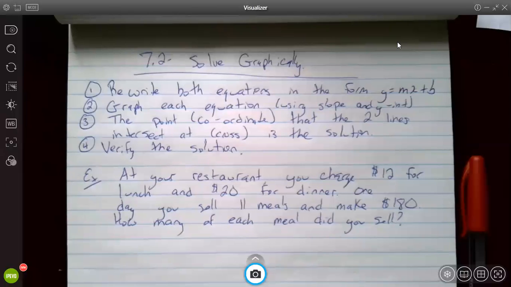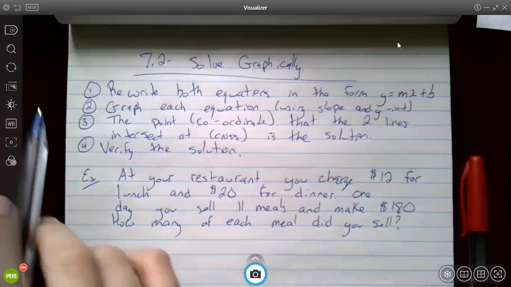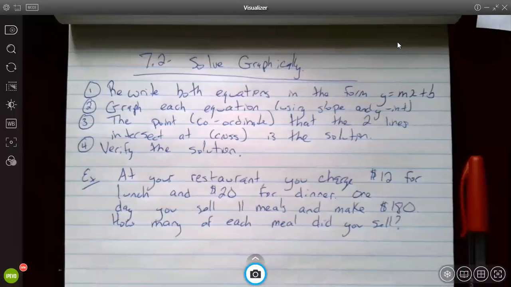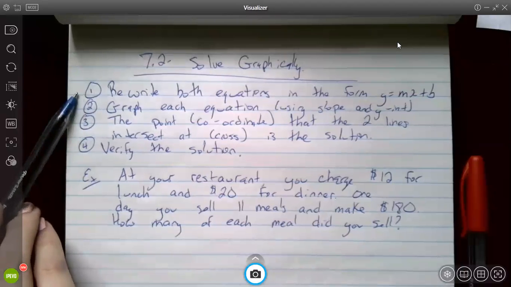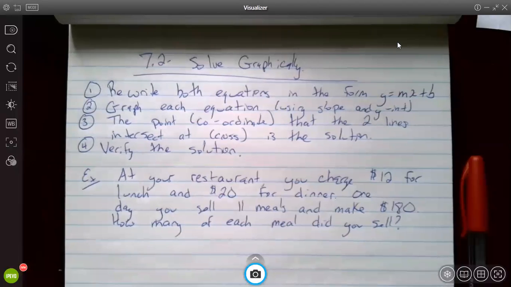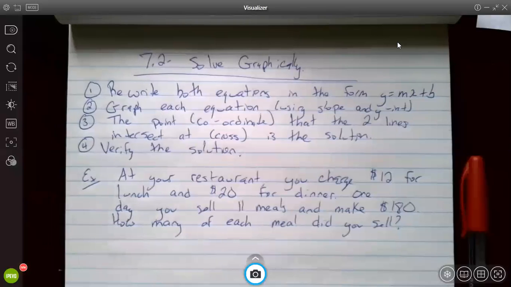Okay, so this is lesson 7.2, solving systems of equations graphically. If you're given a word problem, you have to start by writing out your system of equations, which is what we did yesterday. And then to solve graphically, you must rewrite both equations in the form y equals mx plus b, or slope-intercept form. The reason you want to do that is because the next step will be to graph each equation by plotting the y-intercept and then using the slope, rise over run, to get to the next point.